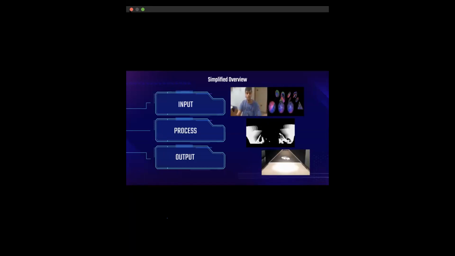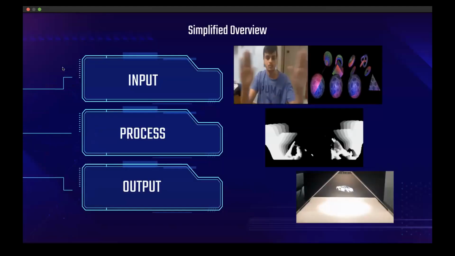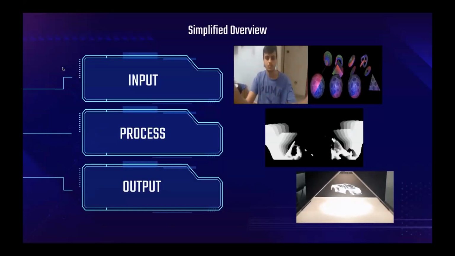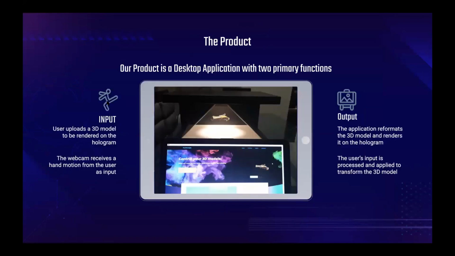Now we have concluded that the input will consist of a model and a gesture out of 6 that can be expanded later. The process is what my colleague Sherry has just explained. And finally, we can see the hologram executing the gesture smoothly. As you can see, this is the desktop app with the hologram.